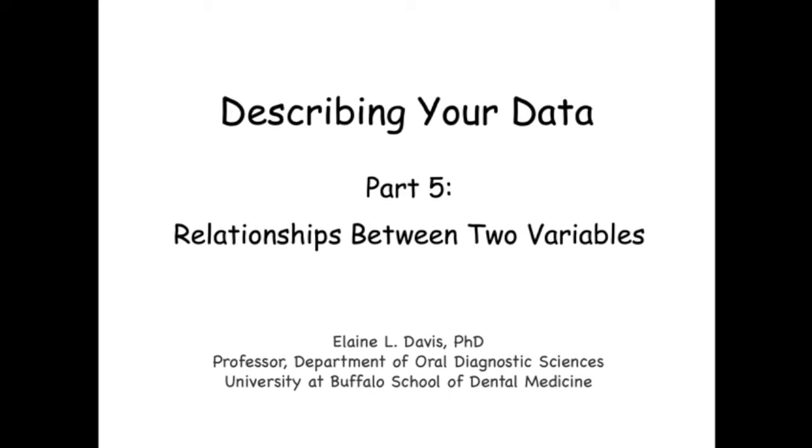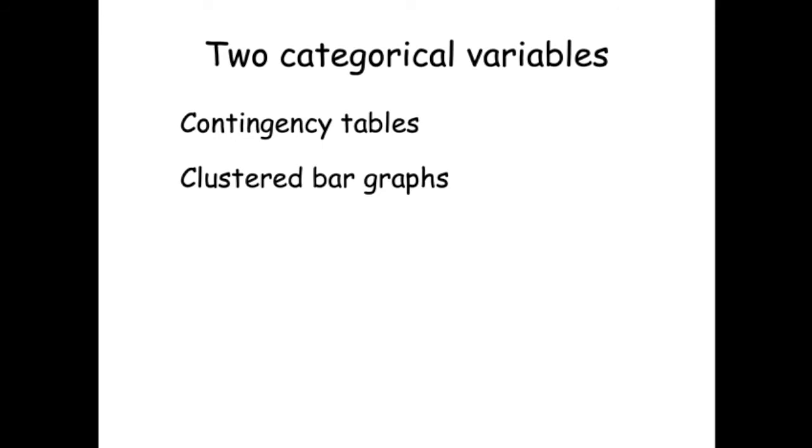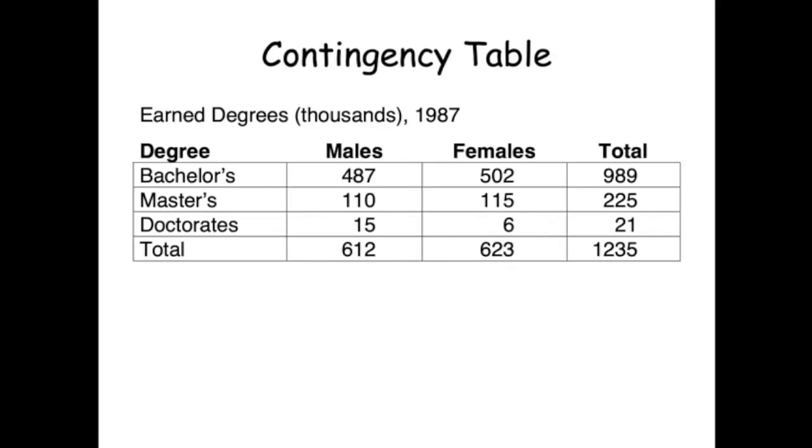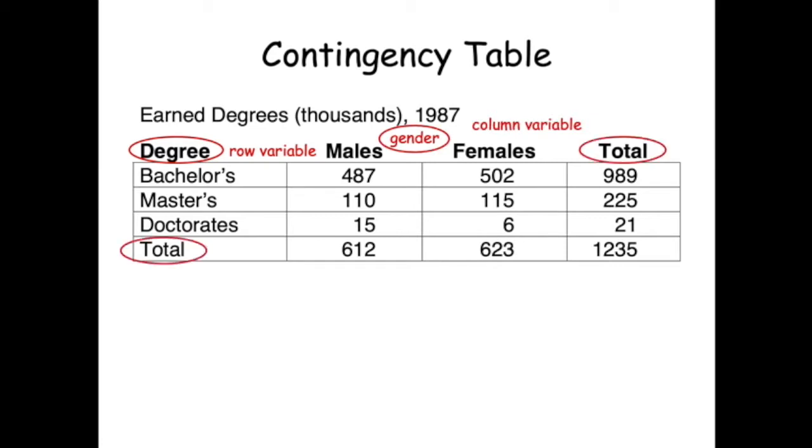In this video, we'll look at relationships between variables. We use contingency tables and clustered bar graphs to describe the relationship between two categorical variables. A contingency table shows frequencies for each level of the variables simultaneously. There's a row variable and a column variable. This table also provides marginal totals, the total count within each level of each variable.